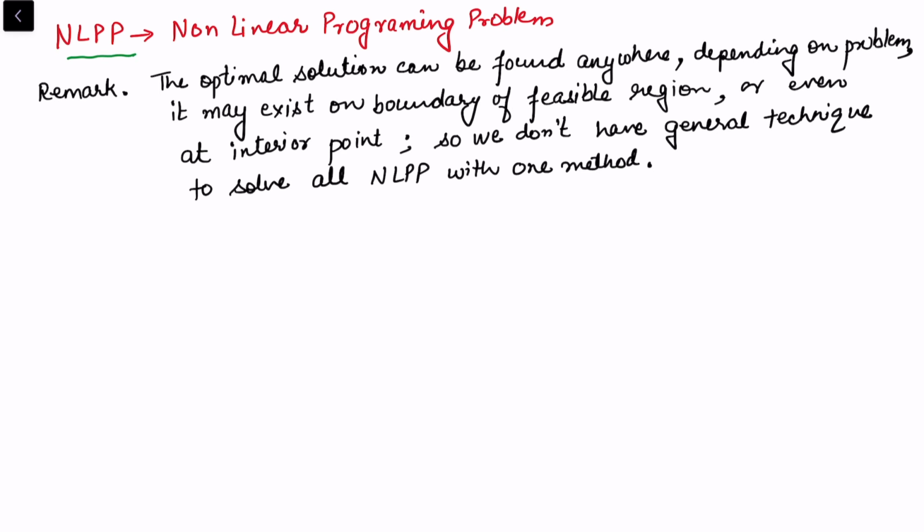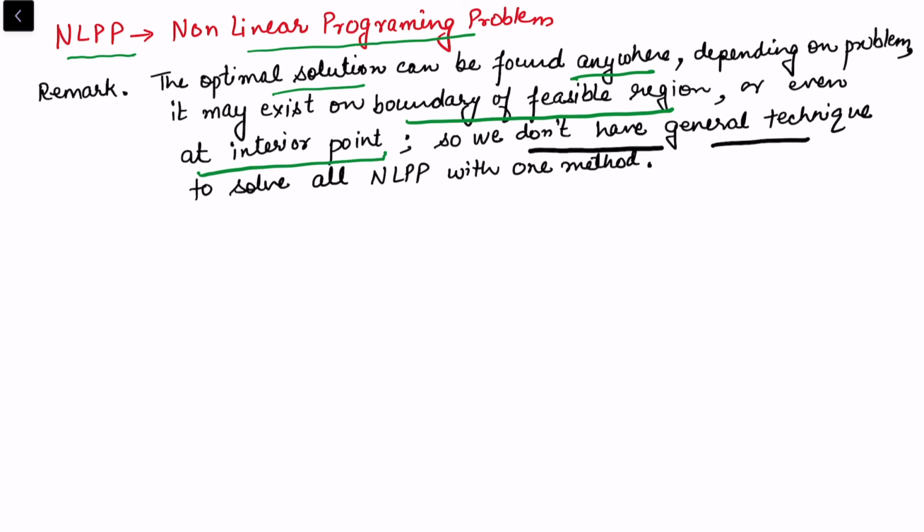But in the case of a non-linear programming problem, the optimal solution can be found anywhere depending upon the problem. It may exist on the boundary of the feasible region, or it may even exist at an interior point. Now this was not the case in the linear programming problem. We do not find the solution at an interior point. If at all the solution lies at an interior point, that means the function was constant. So in the non-linear programming problem, we may even have the solution at an interior point. So we can say we don't have a general technique to solve all non-linear programming problems with one method. So we have to make different categories.